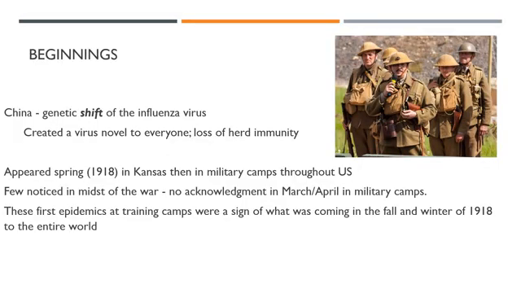It began in China, and it began with a genetic shift of the influenza. And the shifts are what typically trigger a pandemic because it's changed so much. So it created a novel virus that no one had seen before, and there was a loss of herd immunity. If no one has ever seen it before, then no one can protect the group.